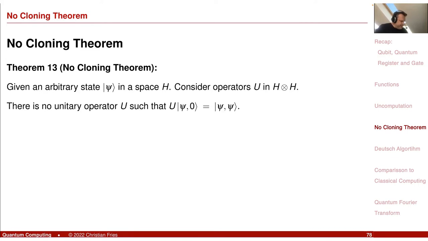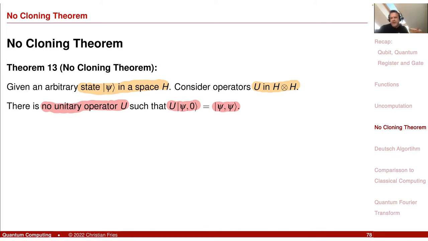Given an arbitrary state, say ket psi, in our space H, consider an operator U on the space H tensor product H, which could be a state space extension. Now there is no unitary operator U such that U maps psi tensor product zero to psi psi. In general, there's no operator that maps all arbitrary states psi zero to psi psi. So I cannot copy the value.